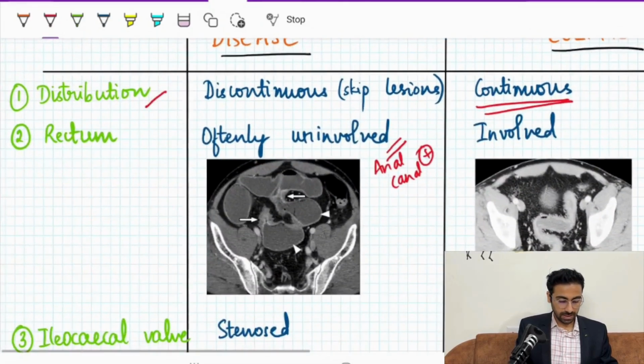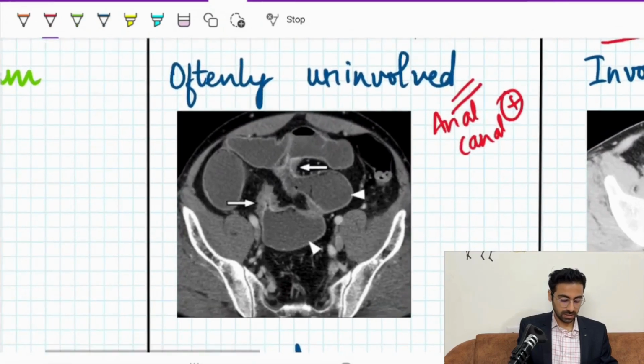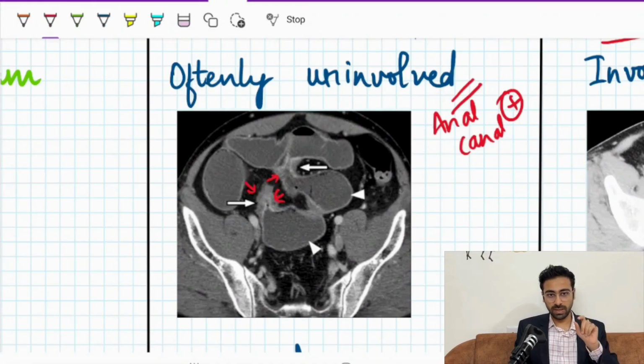Let us see some examples. You can see here in this image that there are 2 segments of bowel wall thickening with enhancement. This enhancement is water halo type of enhancement, meaning there is active stage of the disease, and there is normal bowel, which I have shown here, in between these 2 segments. So this is a classic case of Crohn's disease with skip lesions in the bowel.